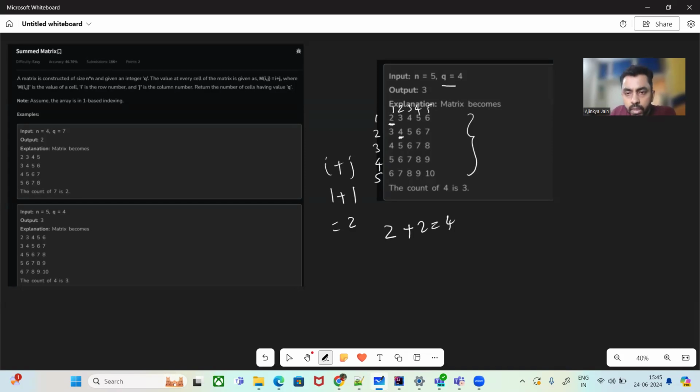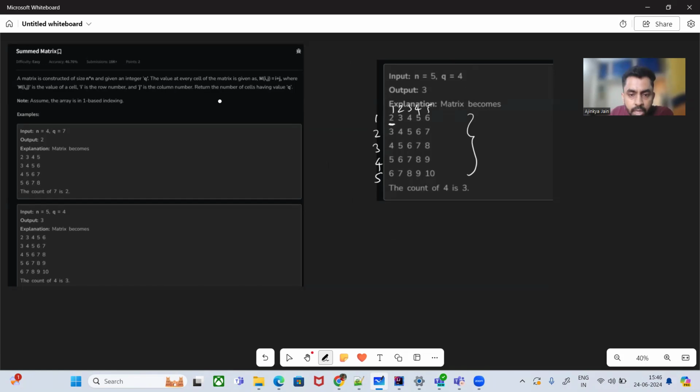Now we'll also be given a q. What we want to do is find the count of this value q in this matrix. Here the time complexity and space complexity is O of 1. So in O of 1 time, we have to find out the count of this q. Now this problem is completely pattern based, so you want to observe some patterns and then you will get the solution.